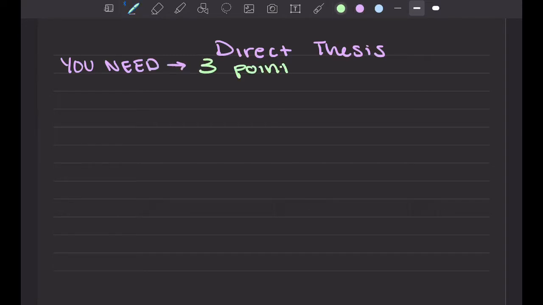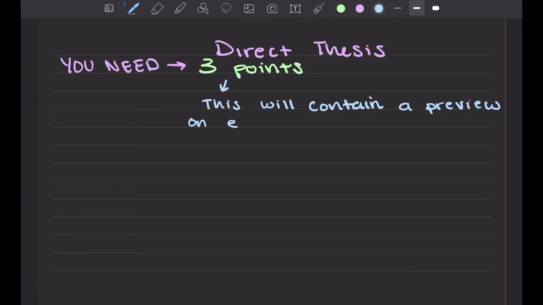Now let's move on with direct thesis. For a direct thesis statement, you will need 3 points, and this is because it will help your direct thesis statement become more concise. These 3 points will contain a preview of each body paragraph. And it will also make it easier for you to follow along with what you're writing about in each paragraph.